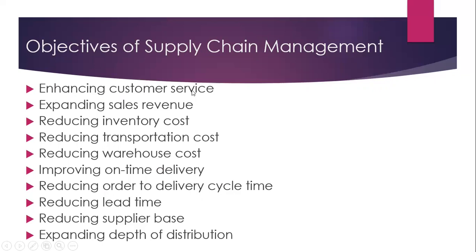So this is the list of various objectives which include enhancing customer service, expanding sales revenue, reducing inventory costs, reducing transportation costs, reducing warehouse cost, improving on-time delivery, reducing order to delivery cycle time, reducing lead time, reducing supplier base, and expanding depth of distribution.